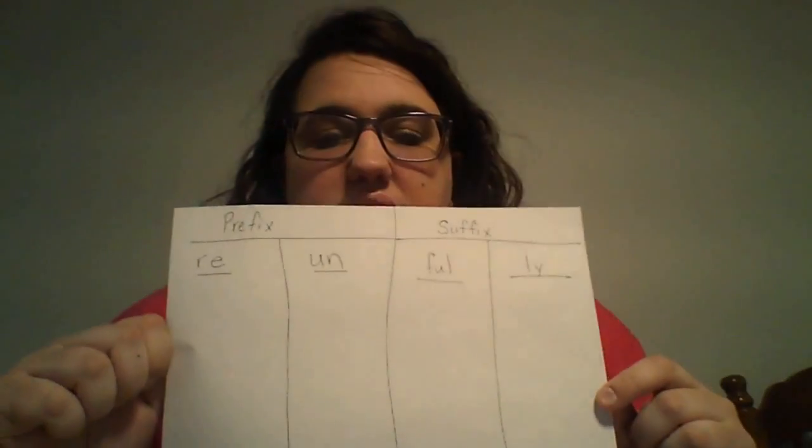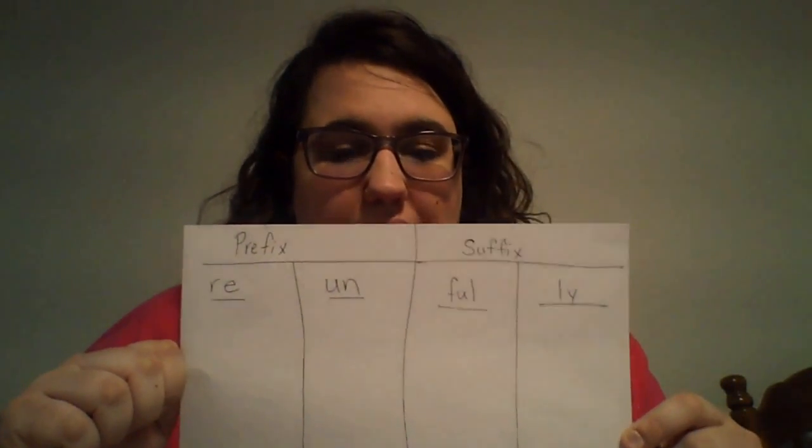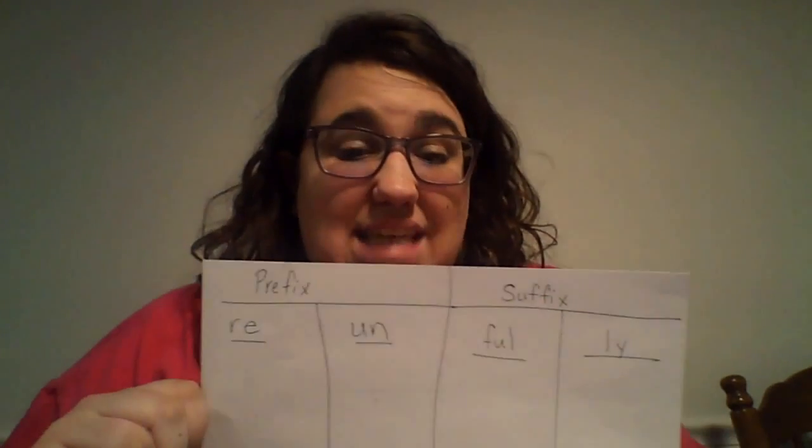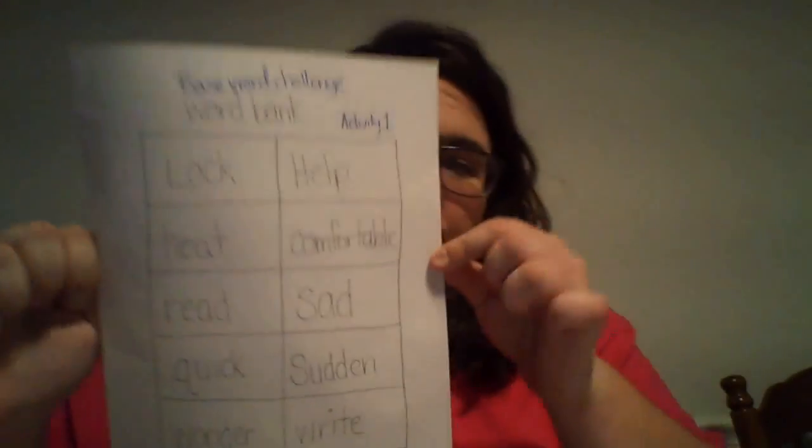Okay, so after watching a little bit of that PowerPoint, the next thing I'm going to introduce is a game I came up with called Base Word Challenges. So what you're going to do is give the students a sheet like this. It says re, un, full, and ly, and it's divided into prefixes and suffixes. And then you're also going to give them a word bank. Looks like this. It's got a bunch of the different words on there. Now I've already cut some of mine up.